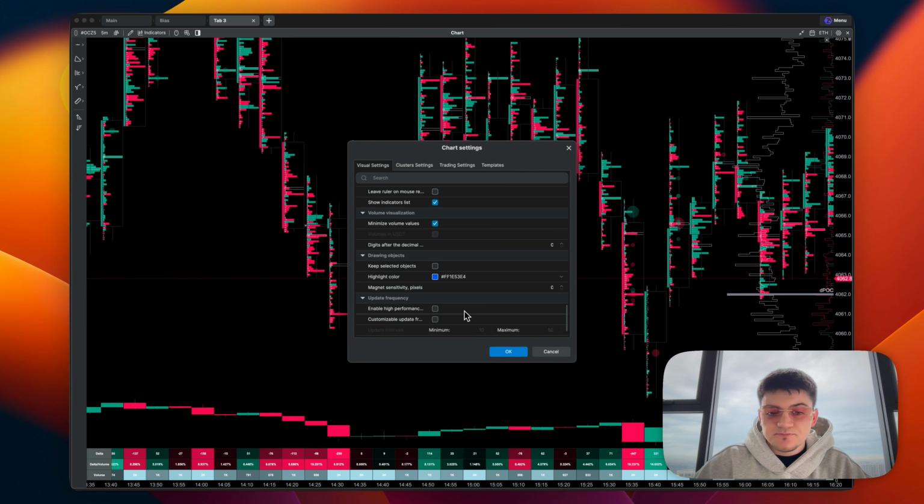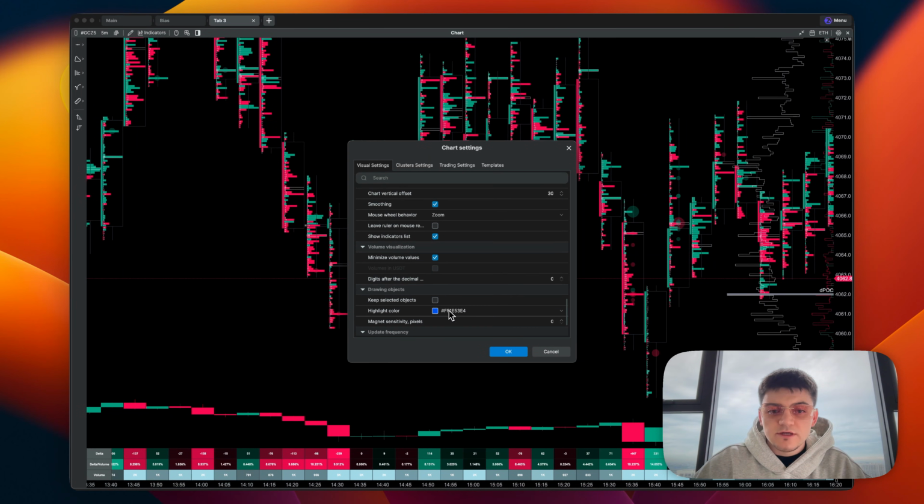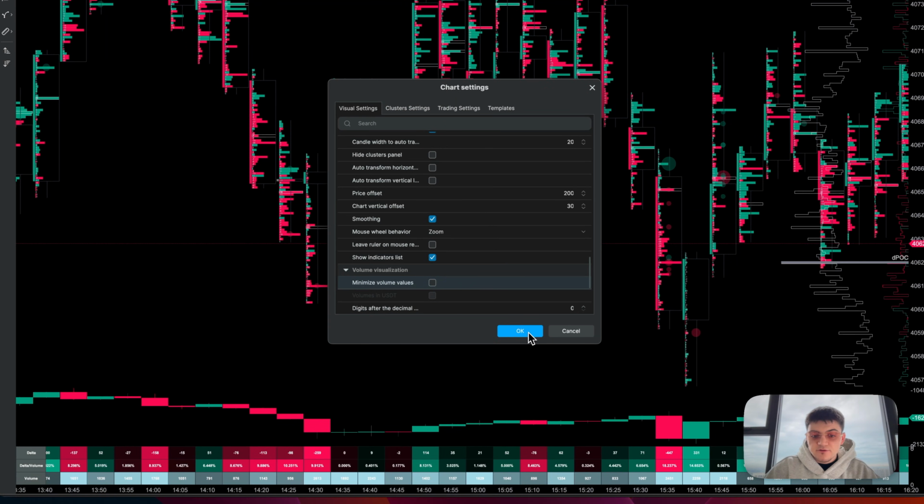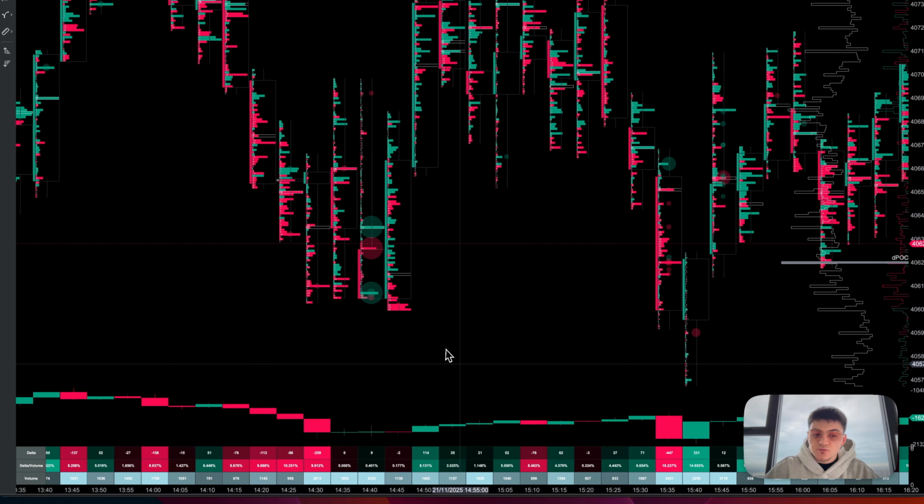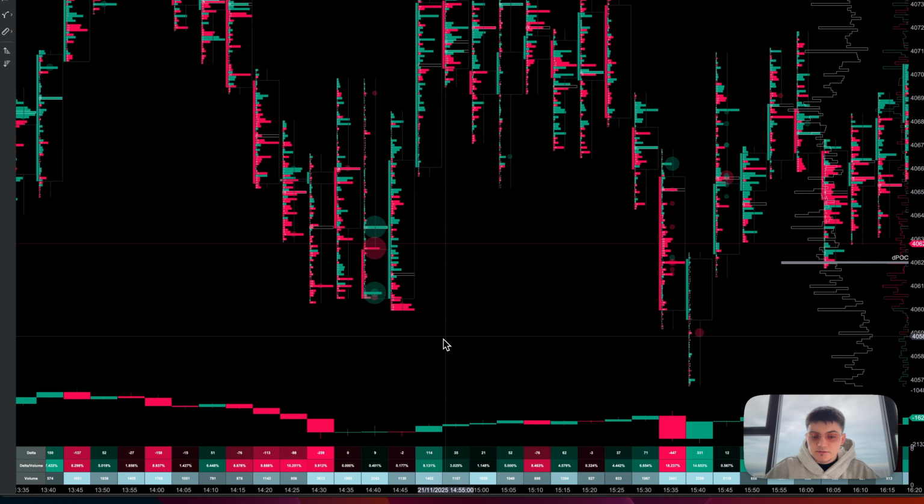If you go into settings and scroll all the way down, what you want to do is change the minimize volume values and turn that off. Okay, now you can see exactly how much volume is coming in. So that's a really cool tip for you guys.